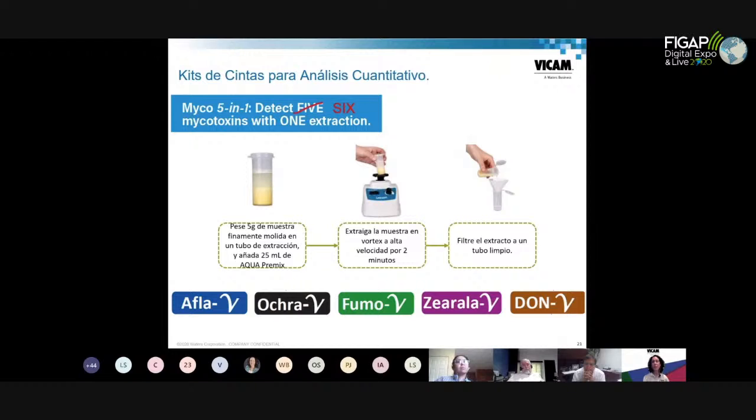So also the MYCO-6-in-1 uses an aqueous-based solution, which is non-toxic.